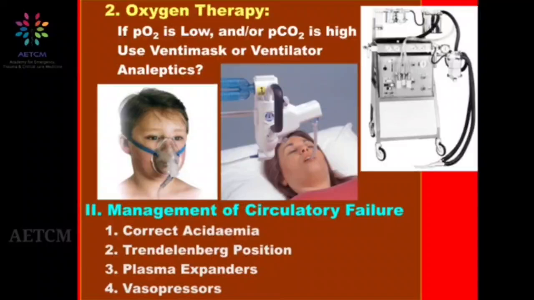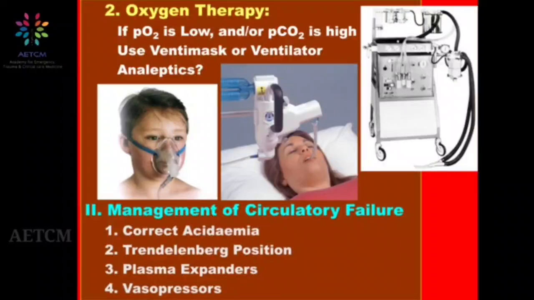Moving on to circulatory failure, it's very important to correct the acidemia. As we discussed earlier, patients with a drug overdose or ingestion of toxins can present with acidosis also. It is key to correct the acidosis, and we will see in the coming slides what is recommended for the same. Another thing is to keep the patient in a Trendelenburg position once the BP is low, moving on to plasma expanders and also vasopressors.